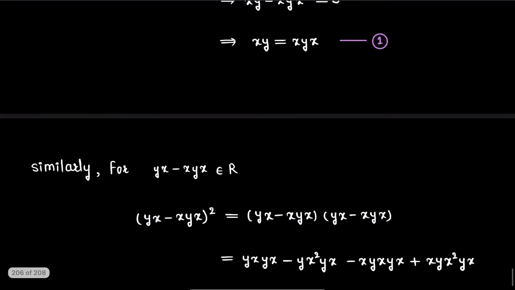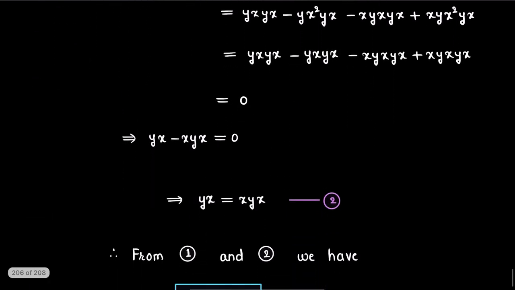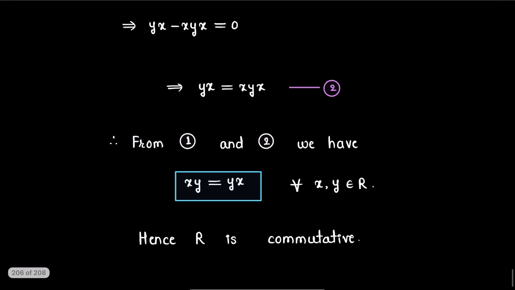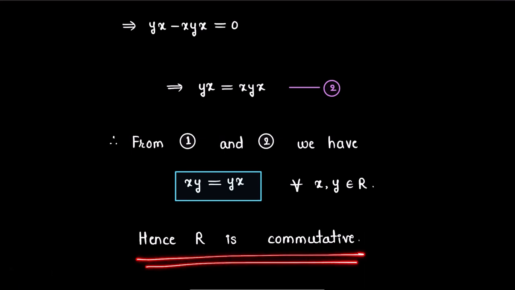Now from expression 1, that is xy equal to xyx, and from expression 2, that is yx equal to xyx, since their RHS are the same, we must have the LHS the same, and therefore from 1 and 2 we have xy is equal to yx. Now since x, y are arbitrary elements of ring R, and we get xy equal to yx for all these arbitrary elements, we must have our ring R be a commutative ring. This proves that if R is a Boolean ring, then R is a commutative ring, and this proves our result.